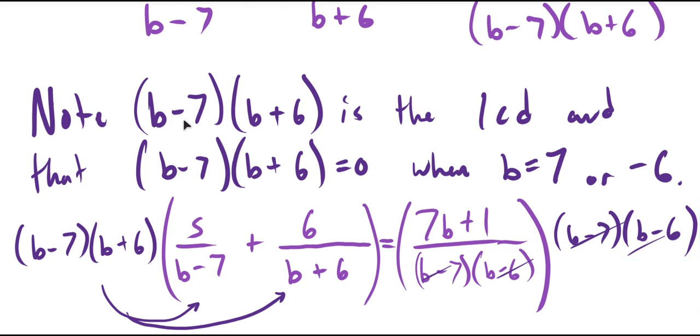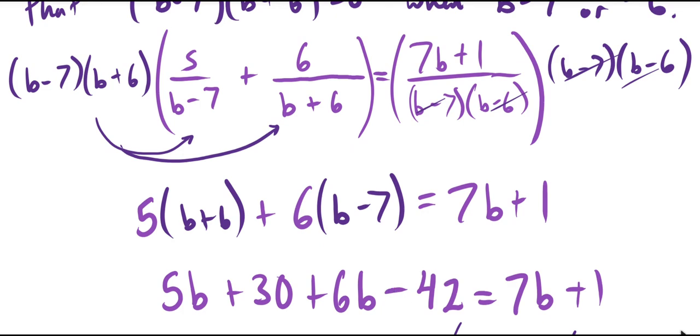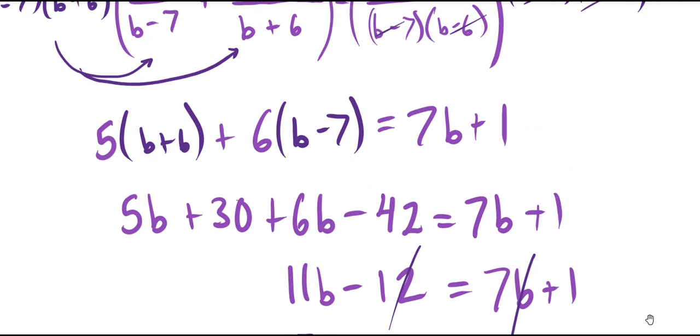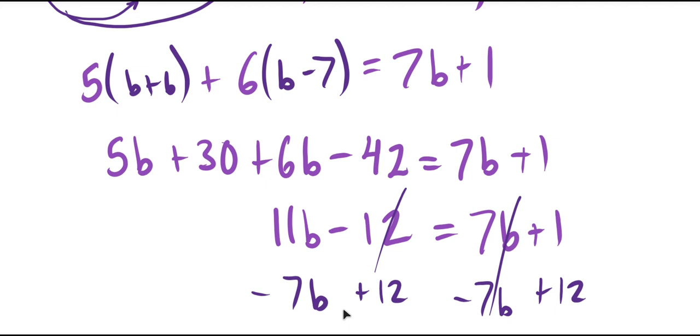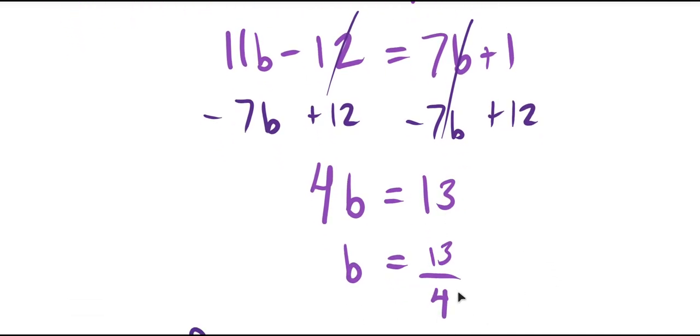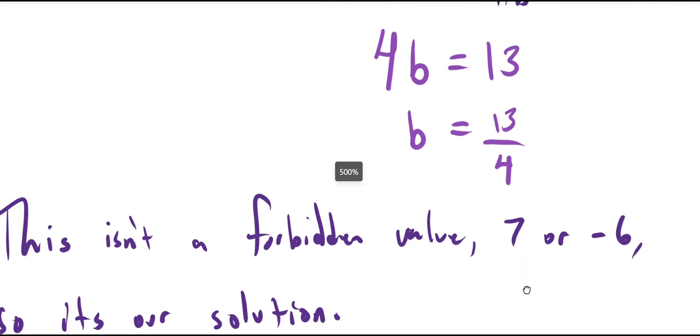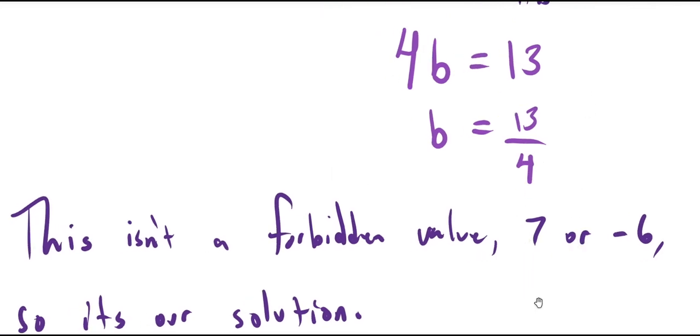If we multiply by this b minus 7 times b plus 6 on each side, it cancels completely on the right. And on the left-hand side, it distributes, and only one of each of these terms cancels. When b minus 7 cancels, b plus 6 remains. We multiply that by 5. b plus 6 canceling, we get b minus 7 times 6. Distributing these out, combining like terms, we could just start to solve for b. We bring our 7b over to this side, and our numbers over to this side by adding 12 to both sides. That gives us 4b equal to 13, and dividing by 4, we get b is equal to 13/4. Now, the only forbidden values were 7 and minus 6, and 13/4 isn't either of those, so it's a solution.